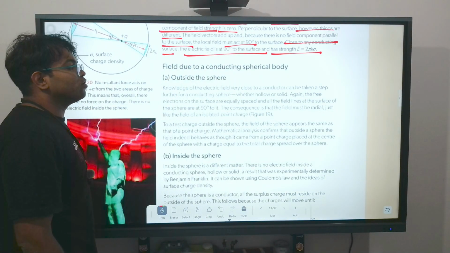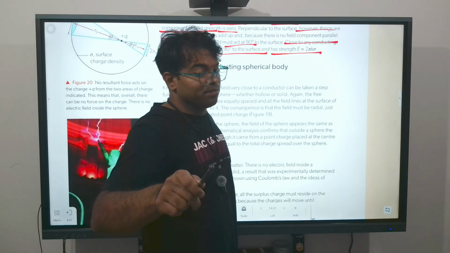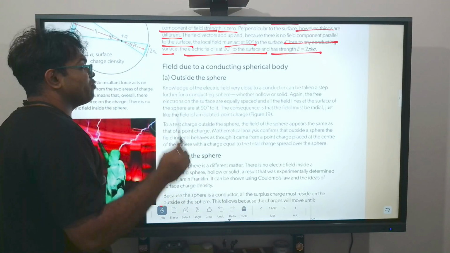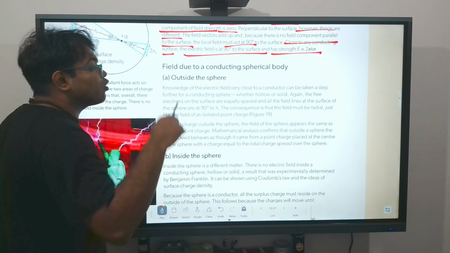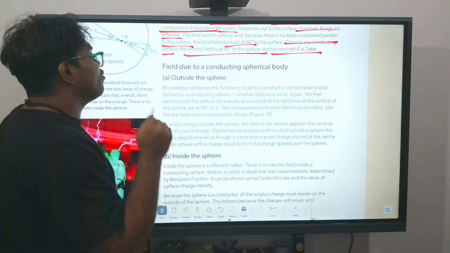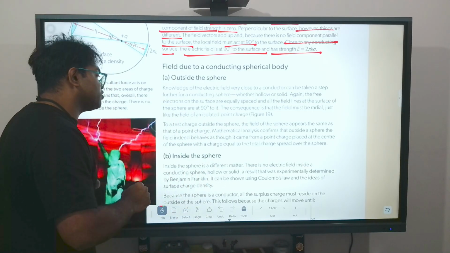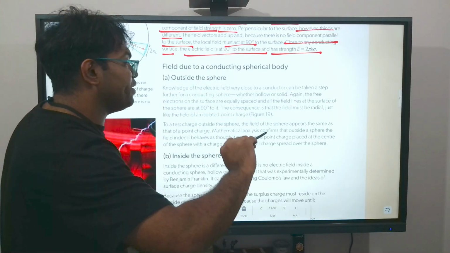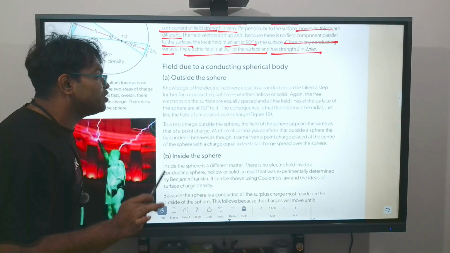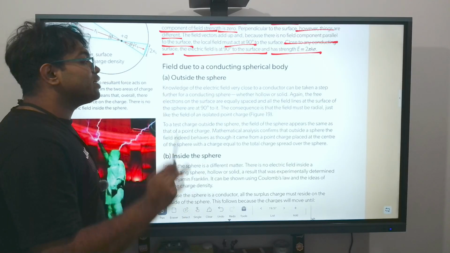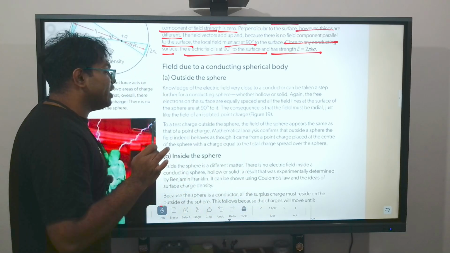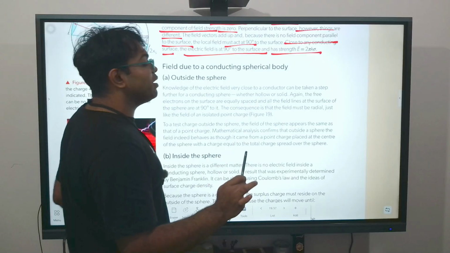Again, the free electrons on the surface are equally spaced from each other, and the field lines at the surface of the sphere are 90 degrees to the surface. The consequence is that the field must be radial, just like the field of an isolated point charge. To a test charge outside the sphere, the field of the sphere appears the same as that of a point charge. Mathematical analysis confirms that outside a sphere, the field indeed behaves as though it is coming from a point charge.